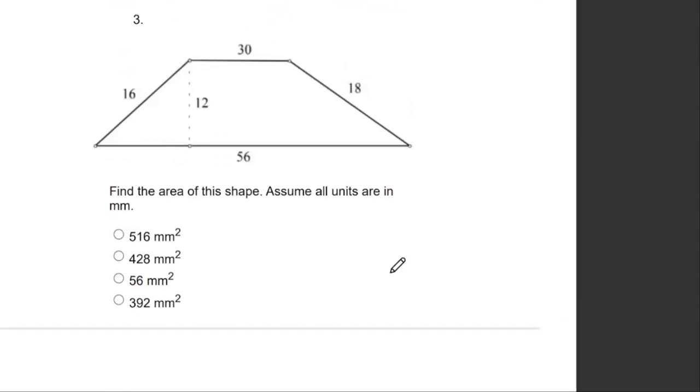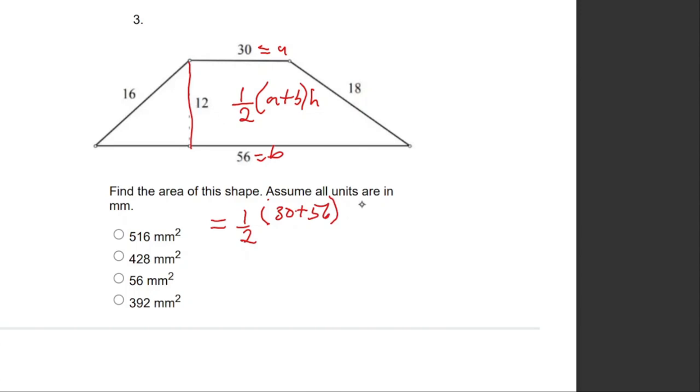Question 3. Question 3 is a trapezium. Let me find the area of the trapezium. The formula for calculating the area of a trapezium is half into A plus B, then multiply by H. So this is A and this is B. So that will lead us to 1 over 2 into A, that is 30, plus B, which is 56, then multiply by the height. The height is this one. This is the height, times 12.